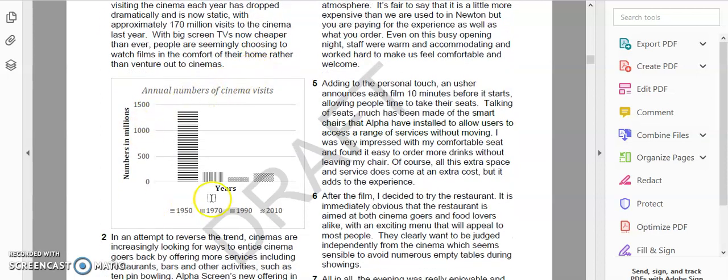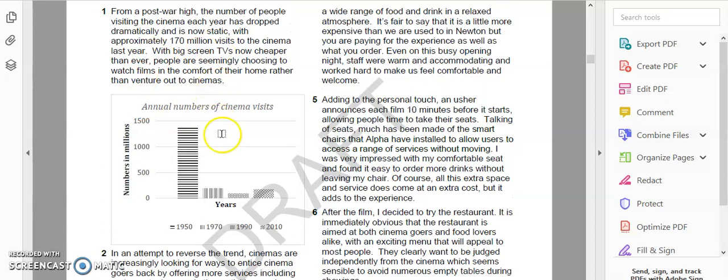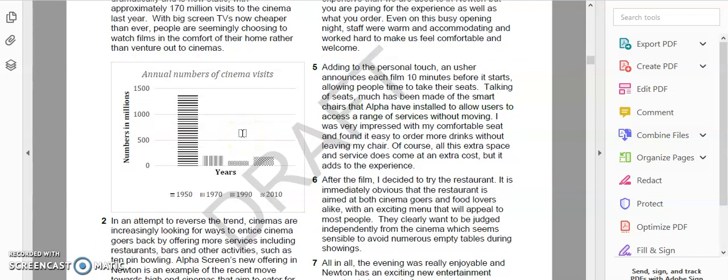You've also here got a graph. So the graph here illustrates an important point in the text. It gives a visual guide to the text. It presents statistics in a visual way, so it's easy to understand.